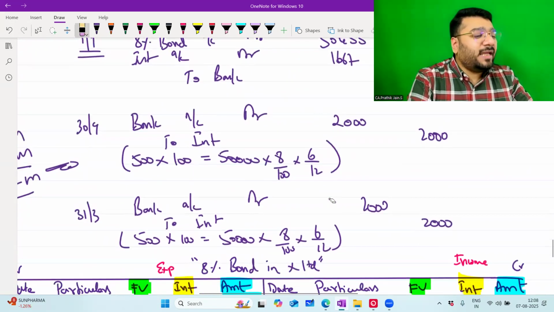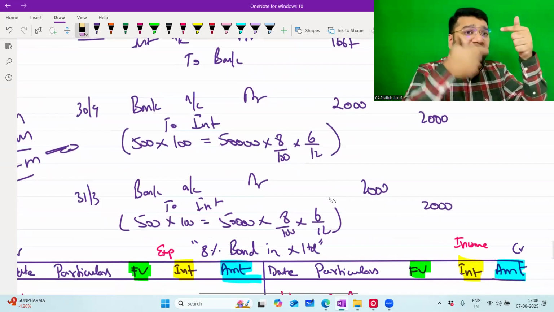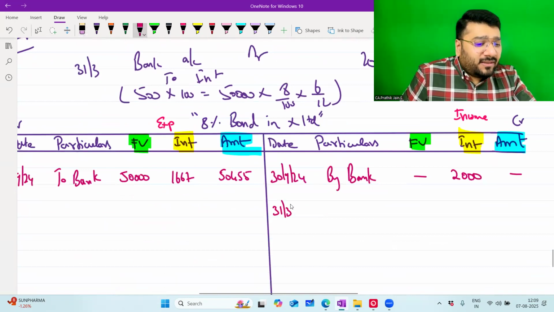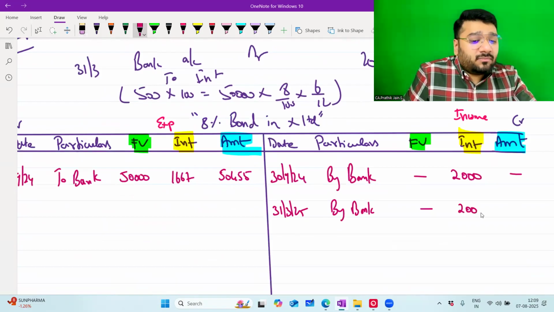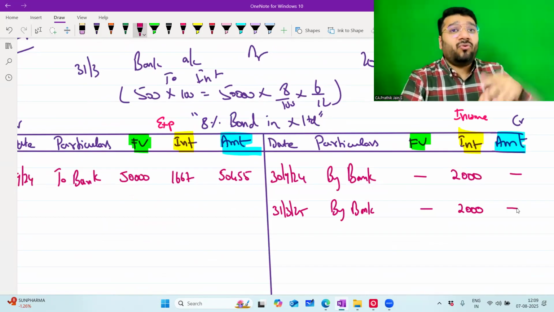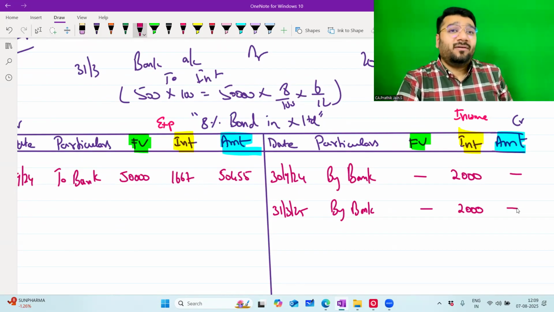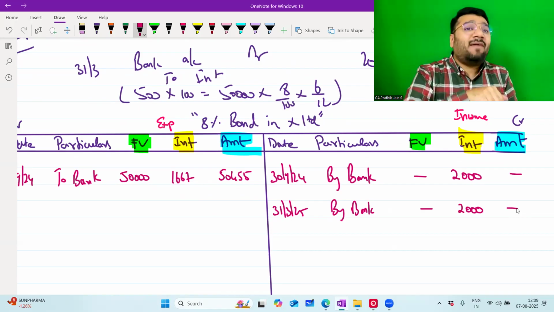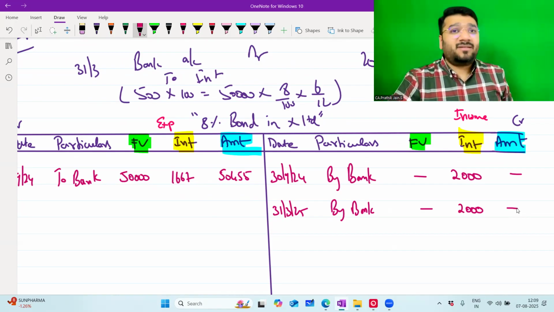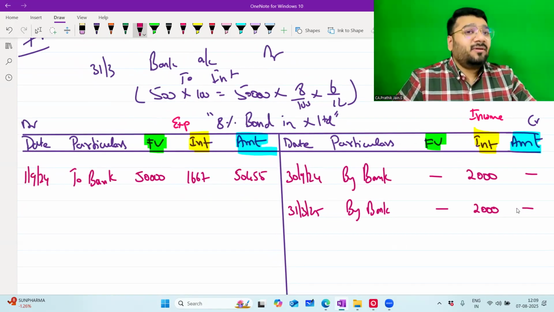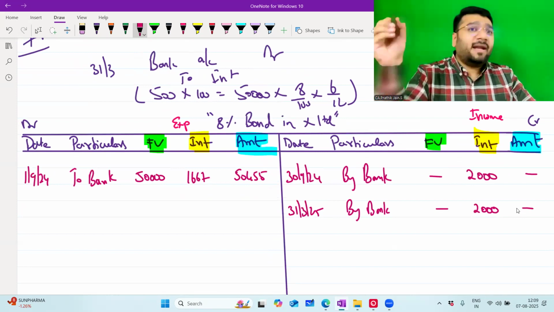After this, the next transaction takes place on 31st March. Bank to interest. In interest, by bank, 31/3/25, by bank. How much? 2000. It is 8% bond in X Limited. This investment I have made in X Limited, not in Sham. In the books of Ram only we are doing this.